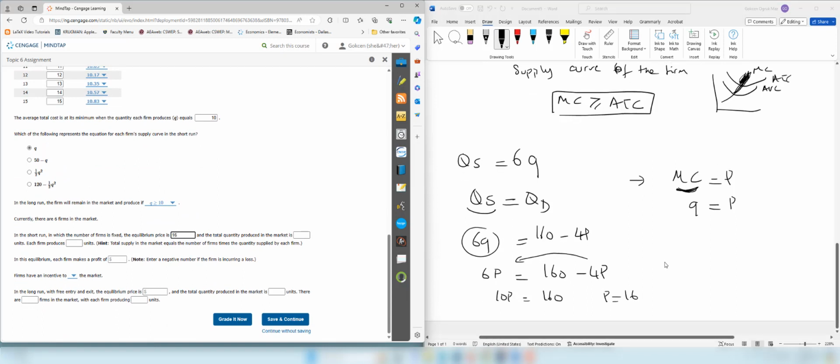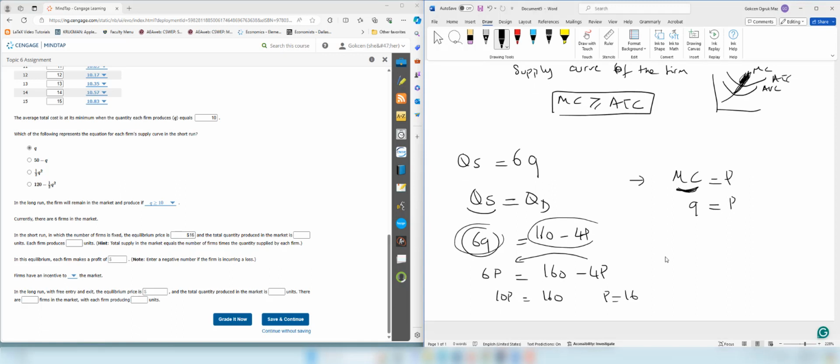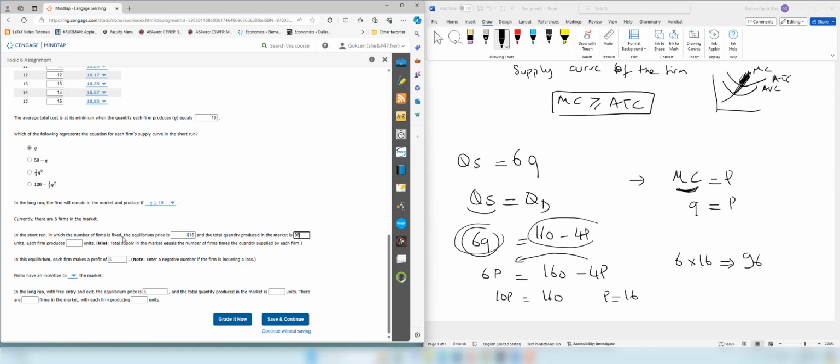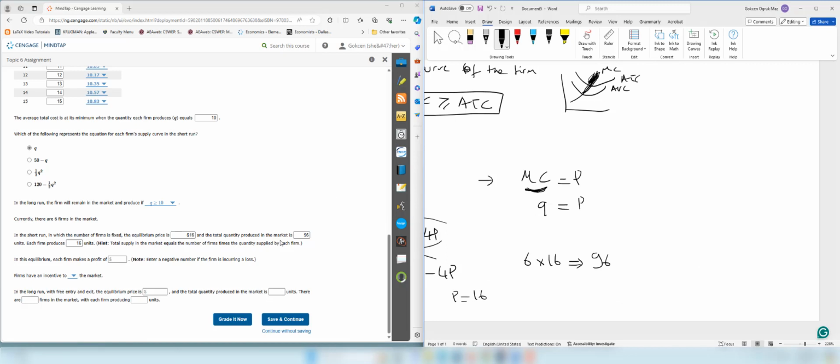And the total quantity produced, you can use either this equation or this equation, it doesn't matter, is 6 times 16, which is 96. And each firm produces 16 units. Now the next question is, what is the profit? We can calculate profit as $16 times 16 units minus total cost. $16 each times 16 units is 256.